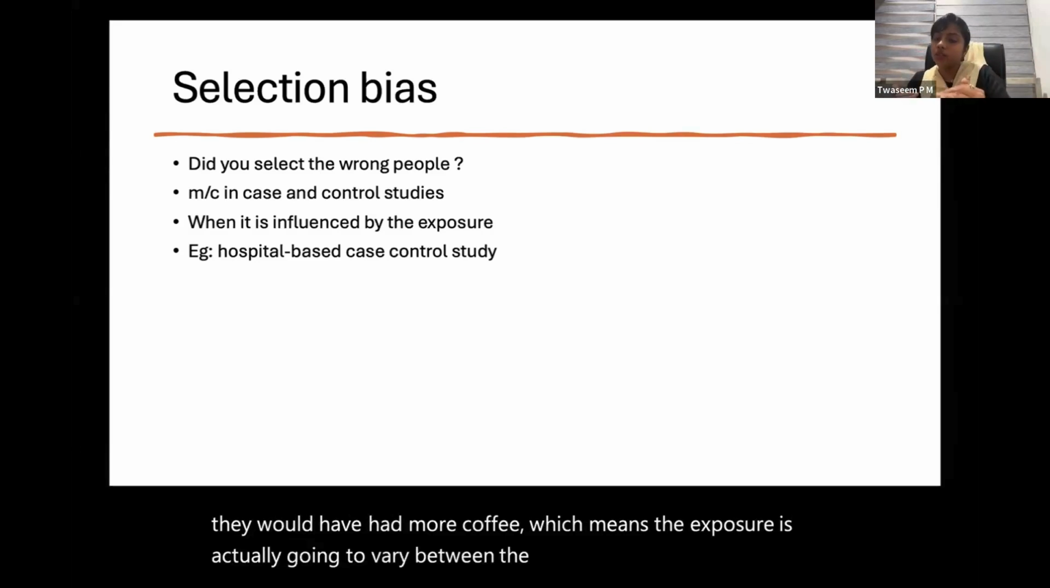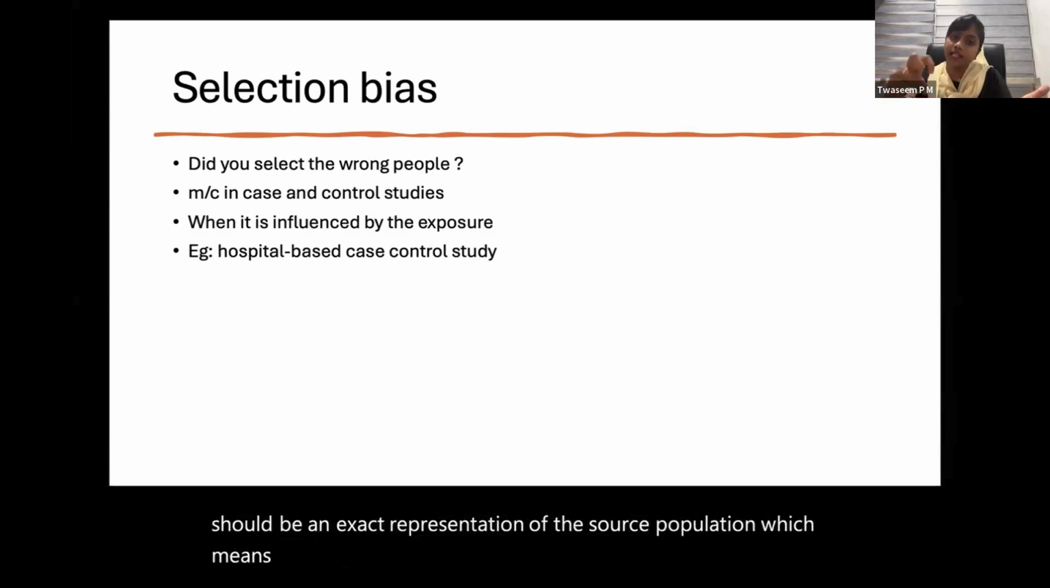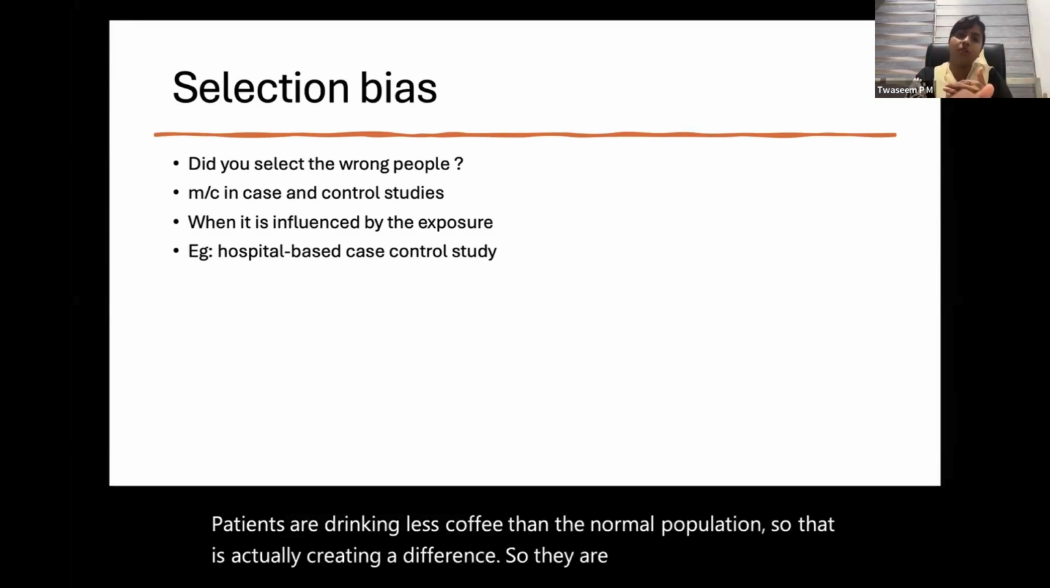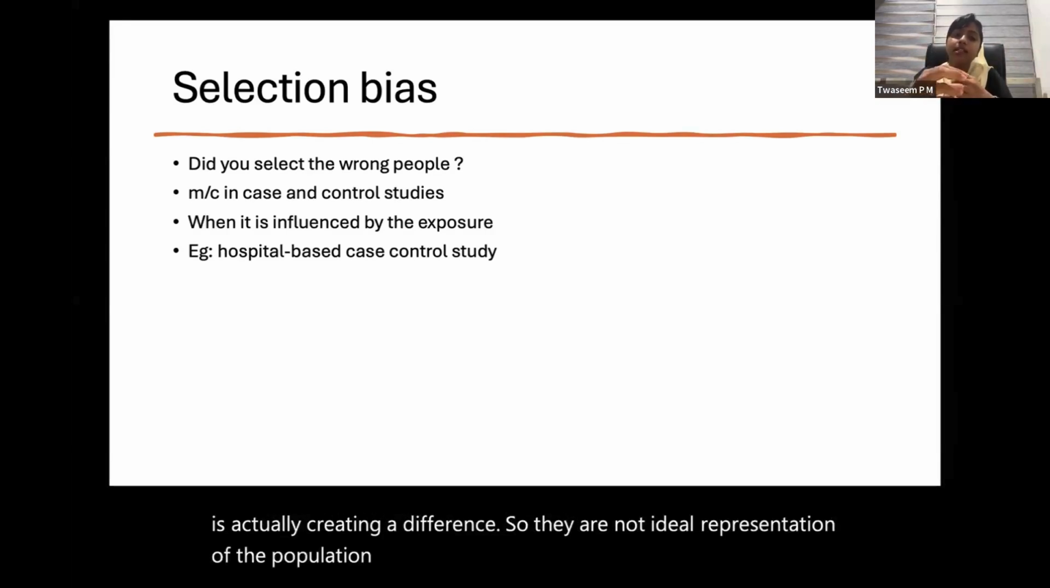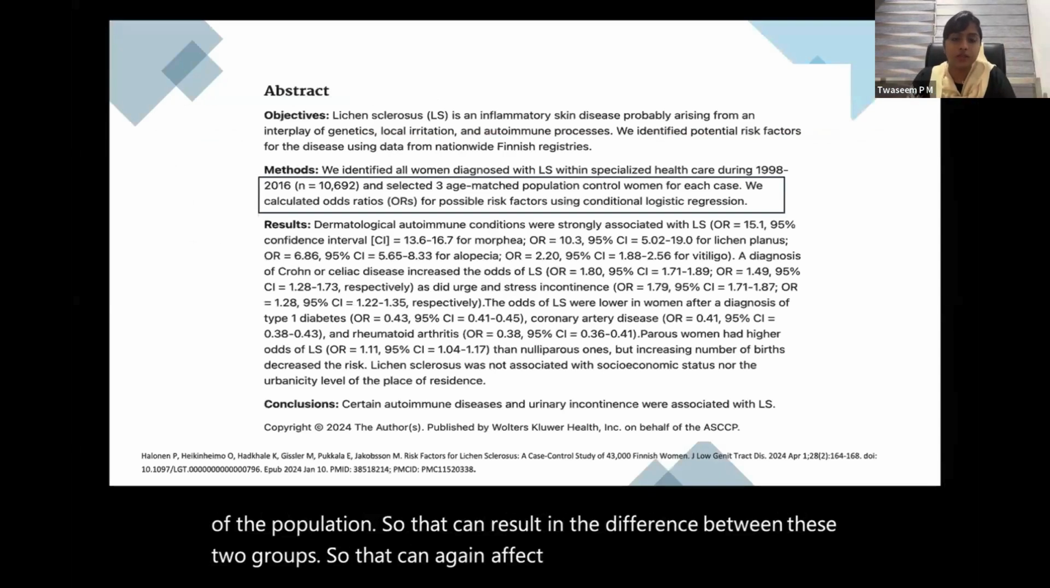Ideally, the controls should be an exact representation of the source population, but the gastritis patients are drinking less coffee than the normal population. So that is actually creating a difference. They are not an ideal representation of the population. So that can result in a difference between these two groups, which can again affect your results. So that is selection bias.